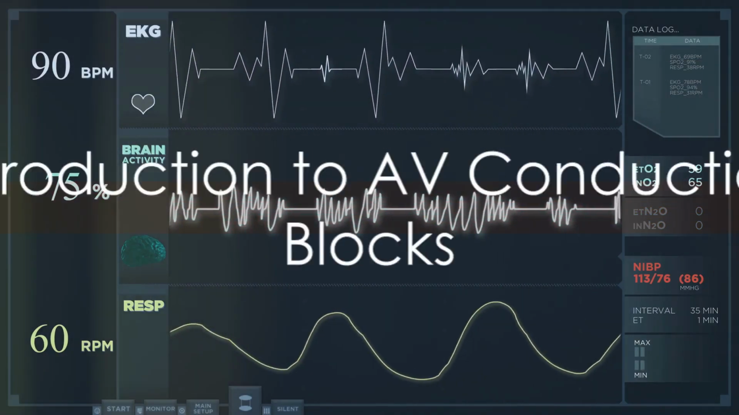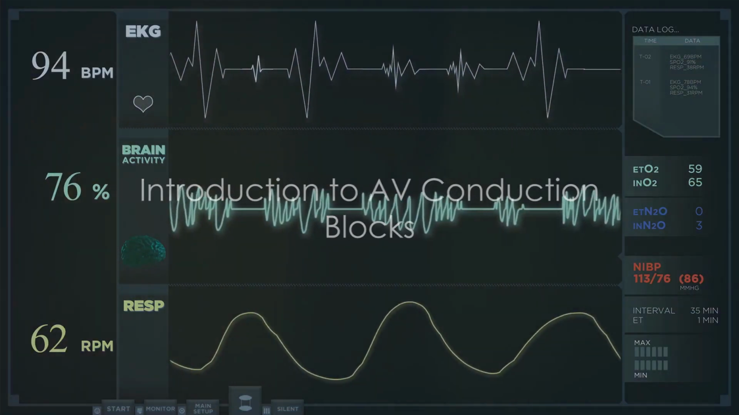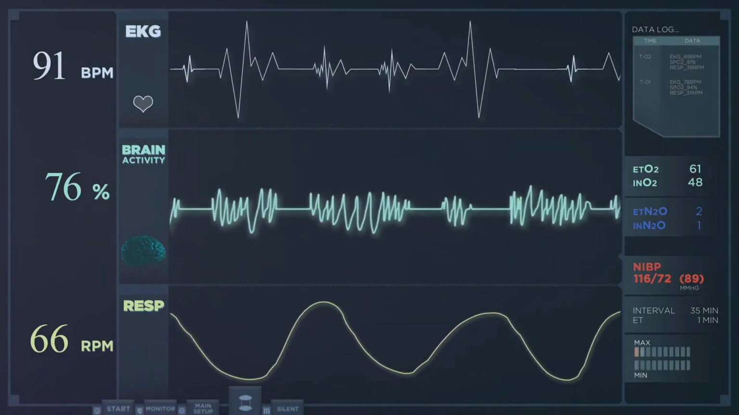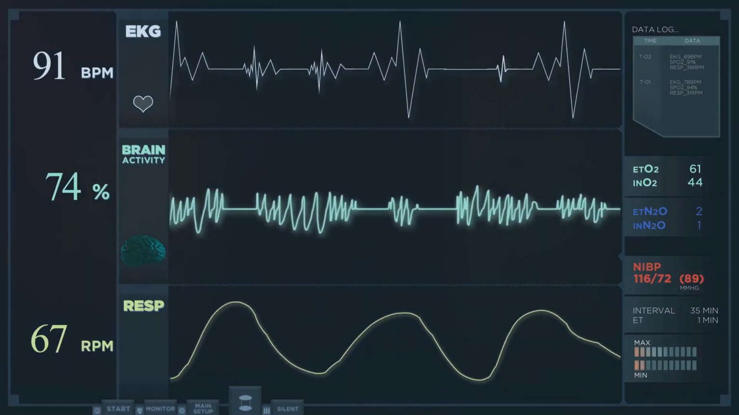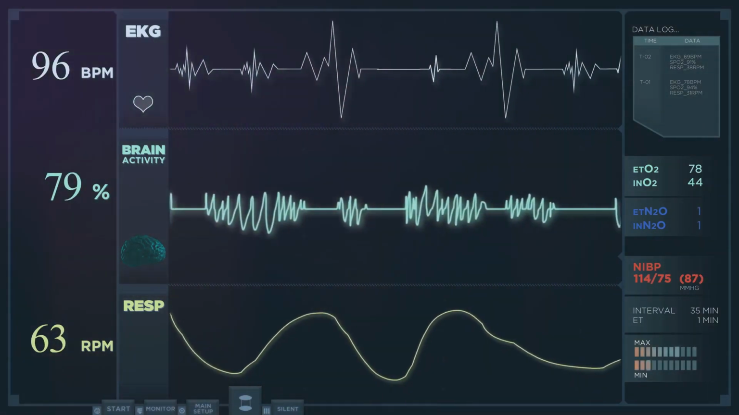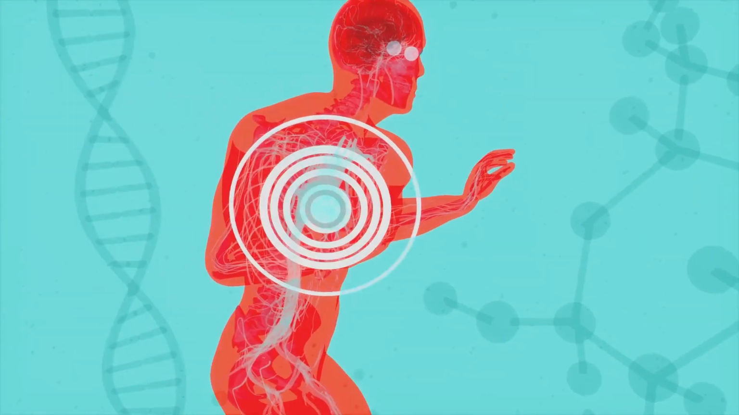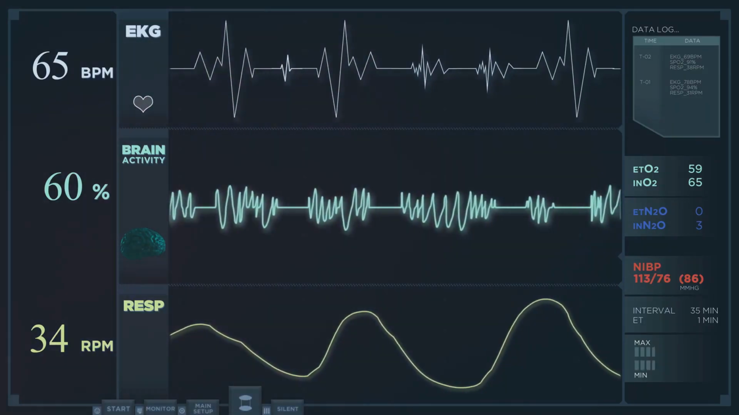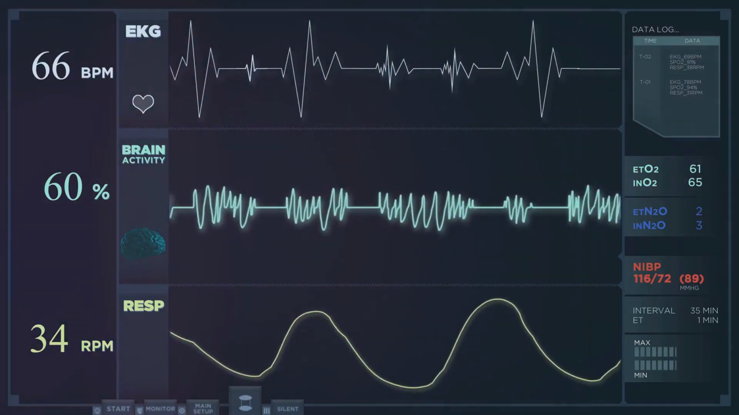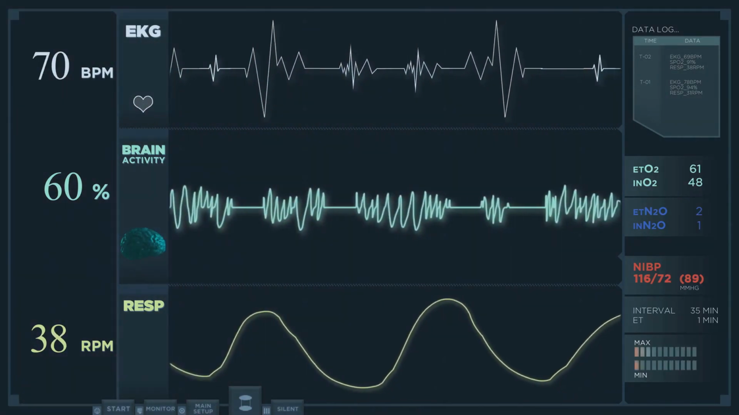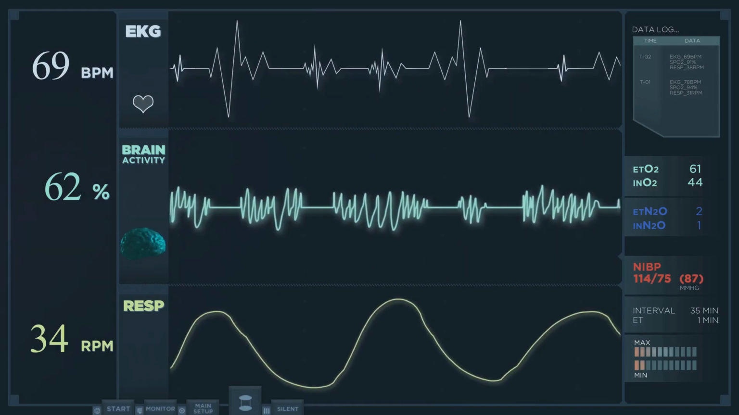Ever wondered what happens when the electrical impulses in your heart take longer than expected to travel from the atria to the ventricles? This is called an AV conduction block. It's a fascinating phenomenon where the heart's rhythm can be affected due to a delay or obstruction in the heart's electrical pathways, particularly when the PR interval exceeds 200 milliseconds.